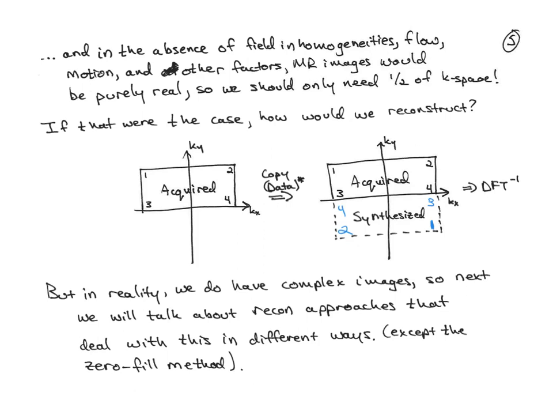We do have phase in our images. So next we're going to talk about reconstruction approaches that deal with this in different ways. That's the primary difference between different partial Fourier reconstructions: how they deal with the fact that you actually do have phase in the image. So you have to somehow try to estimate that simultaneously in the reconstruction as you're estimating the unknown data.